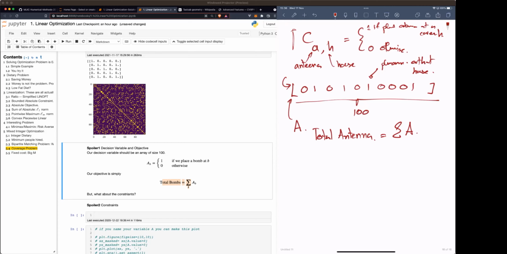Everyone has a good answer? We want to make sure we cover everyone, right? So think about this. This is a C. C has A antenna and H houses. What do you do with C and A, right?